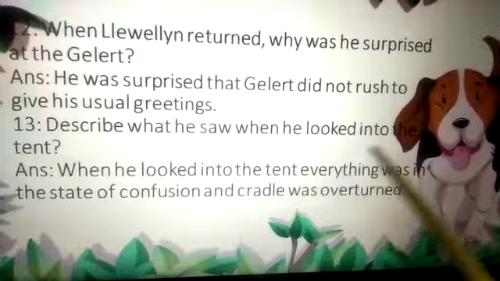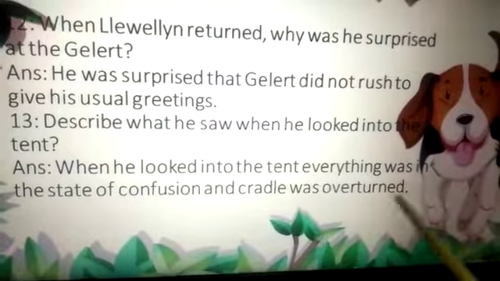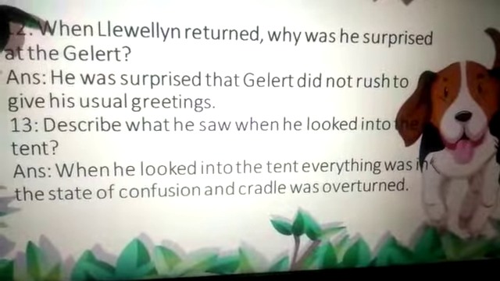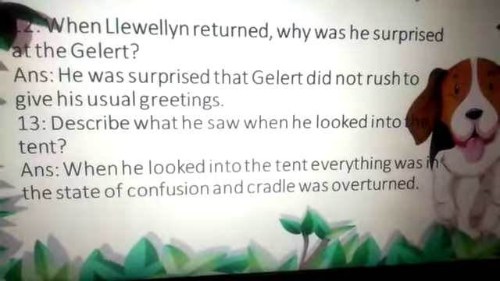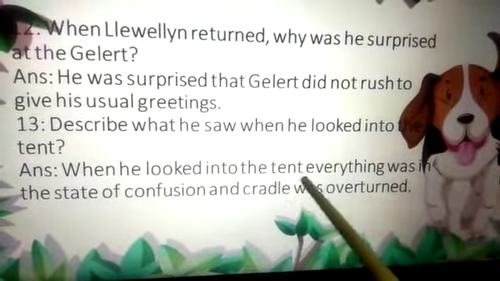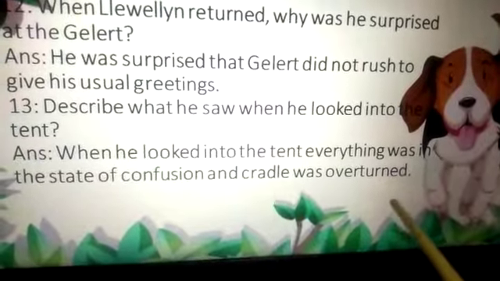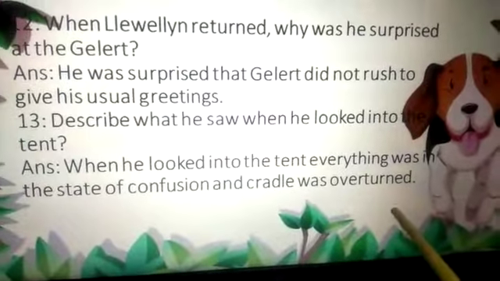Describe what he saw when he looked into the tent. If you remember the picture I showed you at the start of today's lecture, you can understand. When he looked into the tent, everything was in a state of confusion and the cradle was overturned. Now, the next question.